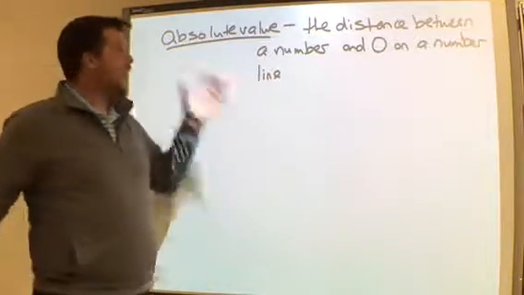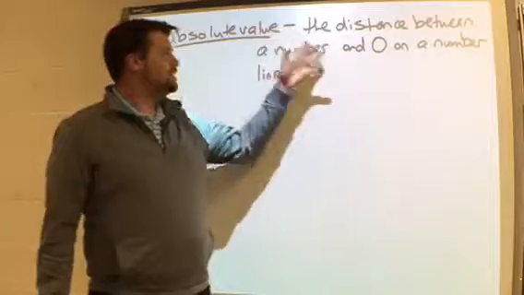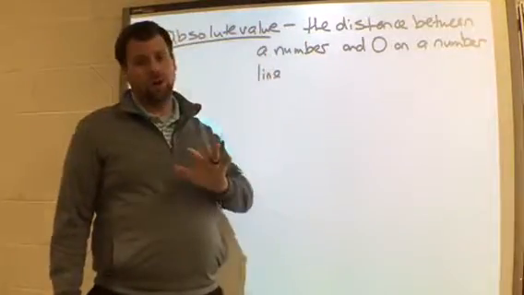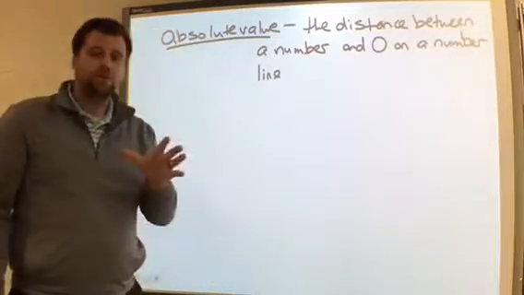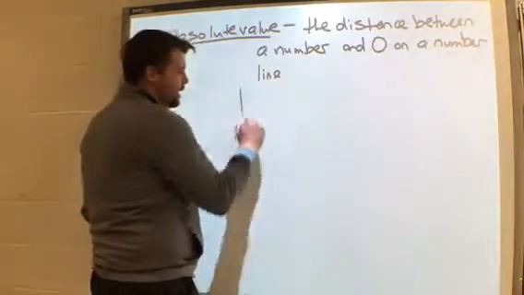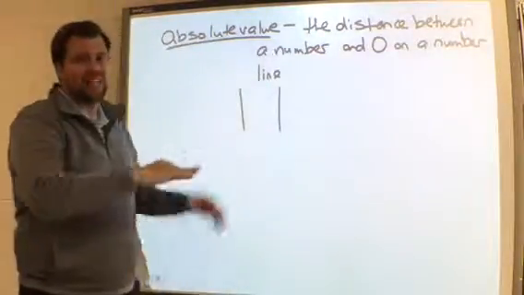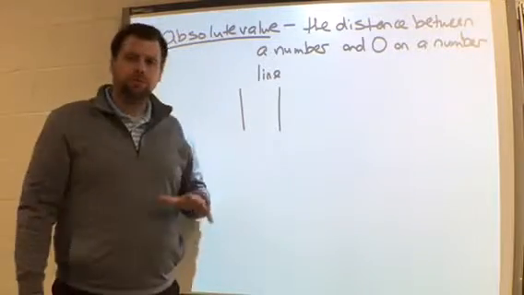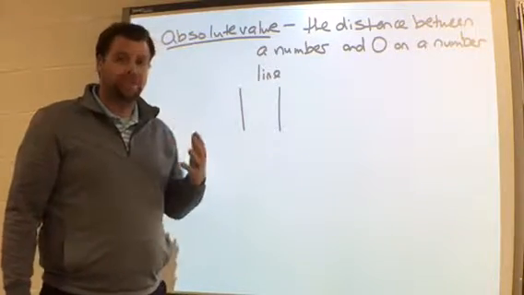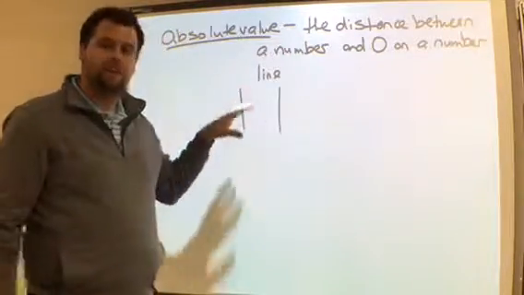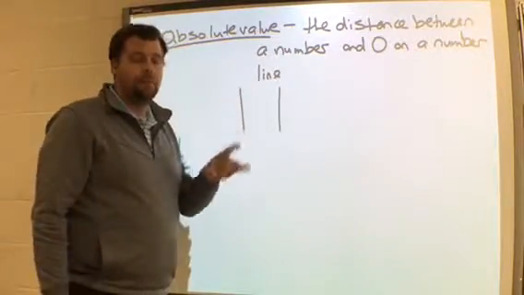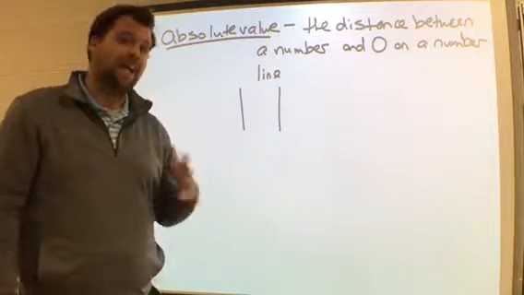Okay, finally, absolute value. It's the distance between a number and 0 on a number line. So to fully understand this, first of all, absolute value is represented by these two straight lines around something. And actually, absolute value acts as a grouping symbol, just like parentheses does. So whatever's inside, you want to simplify that first and get it down to one number, and then take the absolute value of that number.